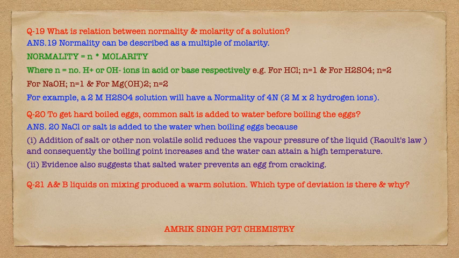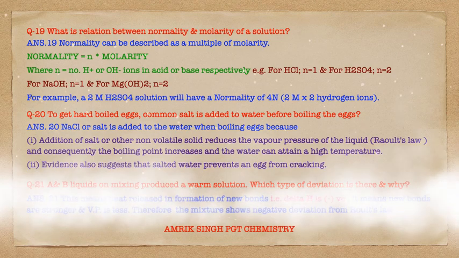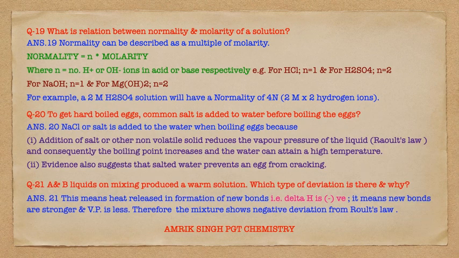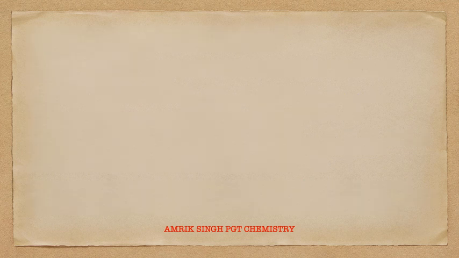Point number two, evidence also suggests that salted water prevents an egg from cracking. Question number 21. A and B liquids on mixing produced a warm solution. Which type of deviation is there and why? This means that heat is released in the formation of new bonds, that is, delta H is negative. It means new bonds are stronger and vapor pressure is less. Therefore, the mixture shows a negative deviation from Raoult's law.